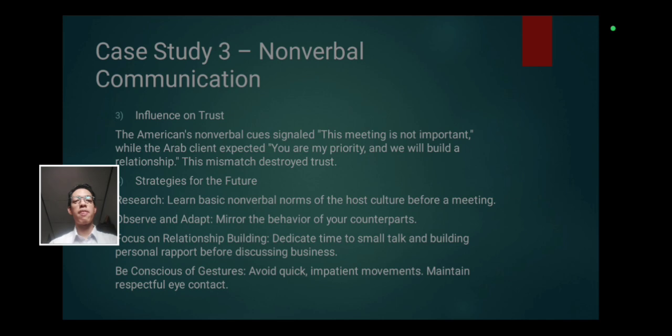Strategies for the future. Research: learn basic non-verbal norms of the host culture before meeting. Observe and adapt: mirror the behavior of your counterparts. Focus on relationship building: dedicate time to small talk and building personal rapport before discussing business. Be conscious of gestures: avoid quick, impatient movements. Maintain respectful eye contact.